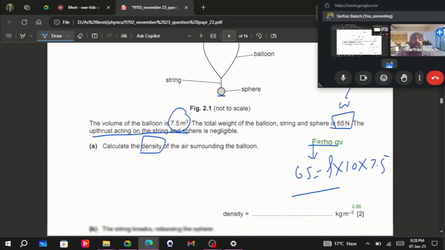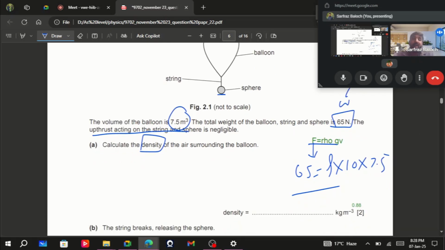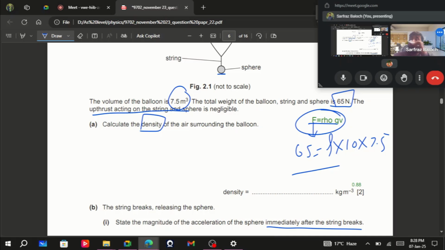Here again, for upthrust force, one thing more. What formula will you use for pressure with depth, when an object is at some depth in a liquid? Pressure is equal to rho g h. Okay, very good.